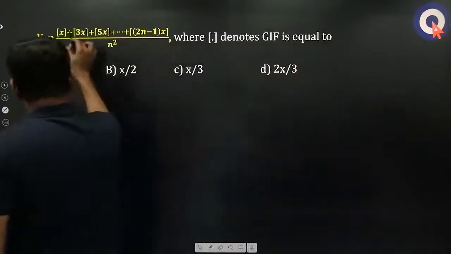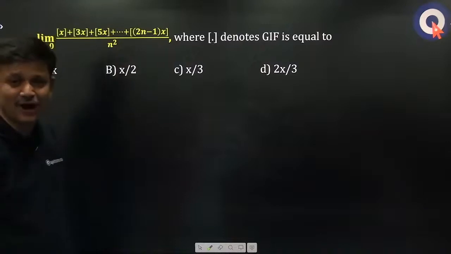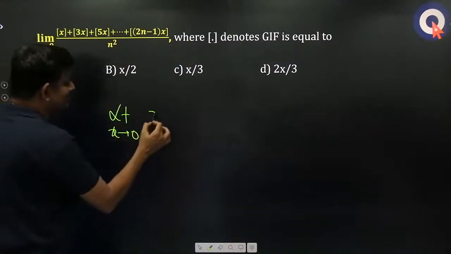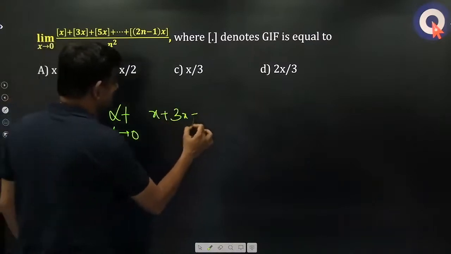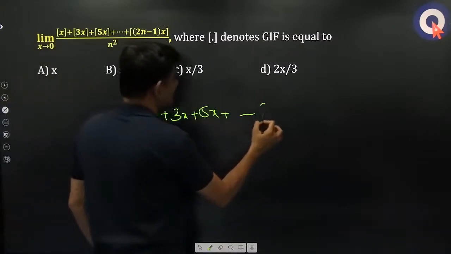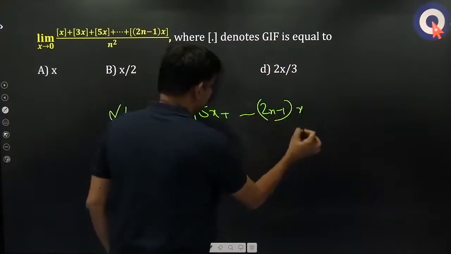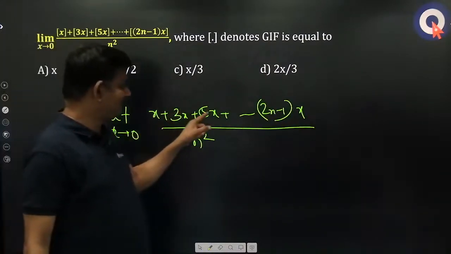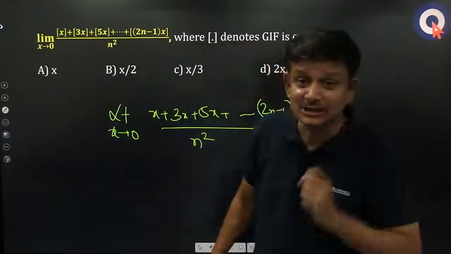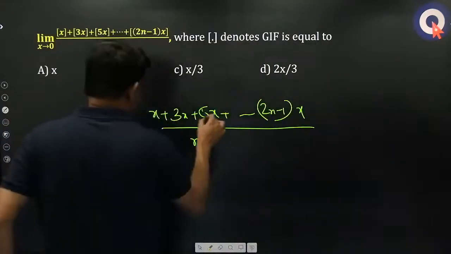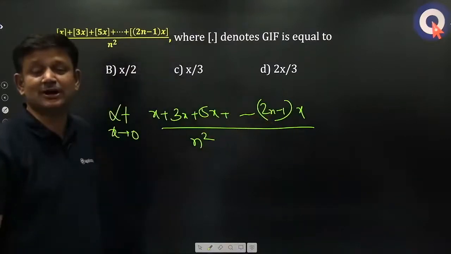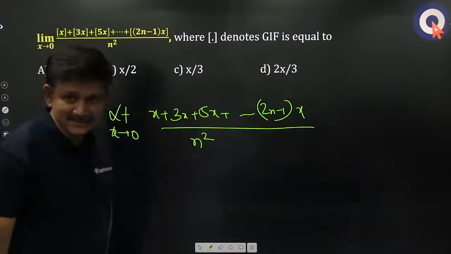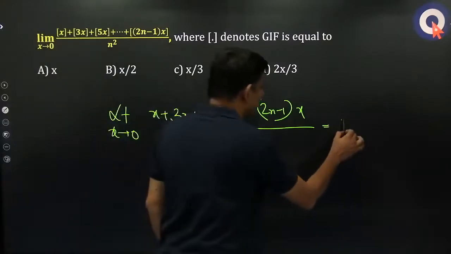Had this GIF function not been there, what would this question be? A very simple question, x plus 3x plus 5x plus so on up to 2n minus 1 x, divided by n square. Now you can see sum of first n odd numbers is n square. Sum of 1 plus 3 plus 5 so on up to 2n minus 1, sum of first n odd numbers is n square. N square gets cancelled. You have this answer as x.